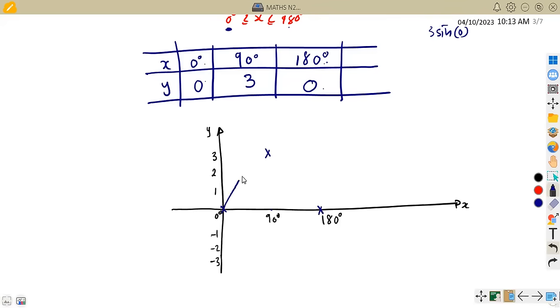So your curve was just going to be like this, guys. This is what you're going to have. It was not going to be a complete sine. Remember, our normal sine wave is supposed to be like this, but here it was just from 0 to 180. That's what you're given, where the maximum value is 3, where x is at 90 degrees. All right, so that's the graph of y equals 3 sine x.